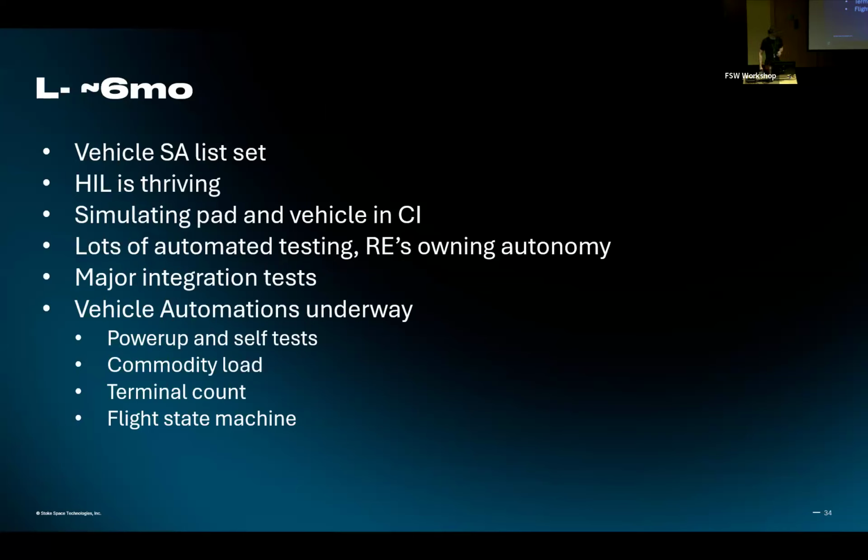Moving into the future now, L minus 6 months. At this point, we would expect to have a sensor actuator list for the vehicle locked down. HIL is thriving. We're doing a lot of testing, both in hardware and software. We're getting into the major integration tests like stage 1 and stage 2, stage tests, propellant load, things like that. And the actual vehicle automations at this point should be well underway, reaching maturity. So we have things like power up and self-tests, commodity loading, terminal count, and then the flight state machine.